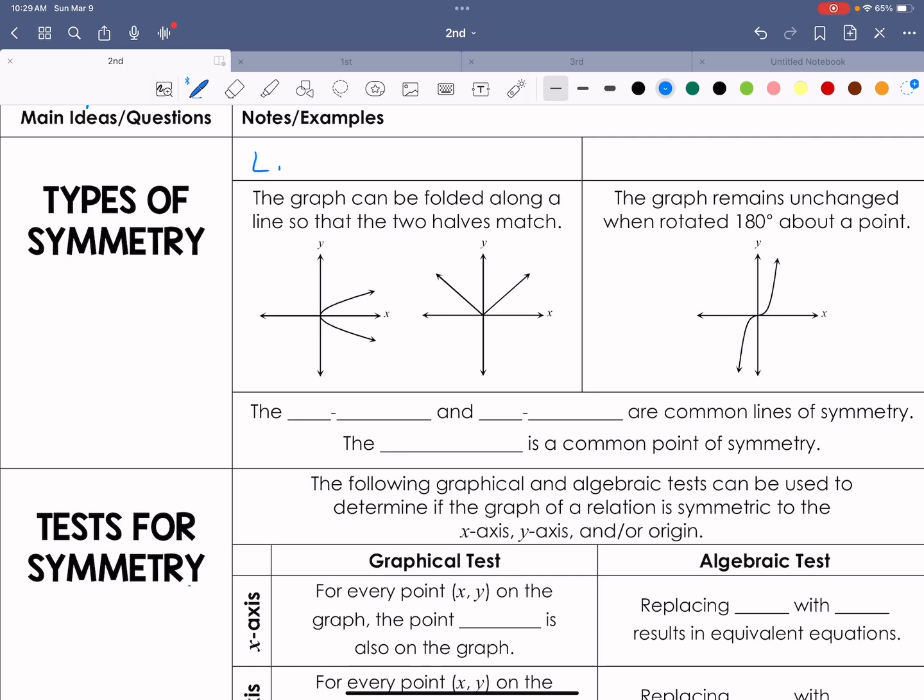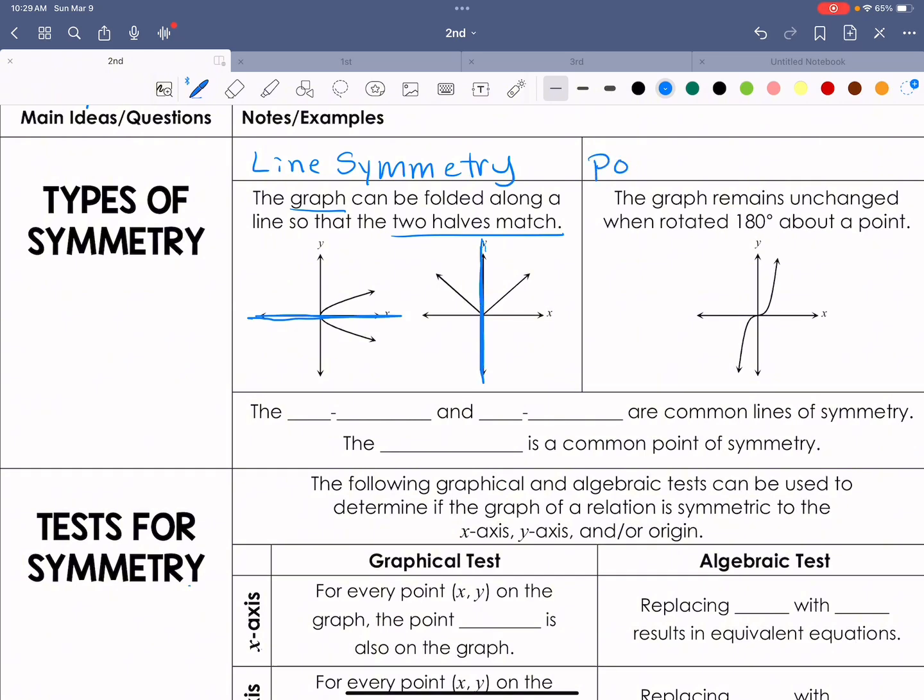So the first type is line symmetry. With line symmetry, your graph could be folded along a line so that the two halves match. Like this graph could be folded right here along the x-axis and the two halves would match. This one we could fold along the y-axis.